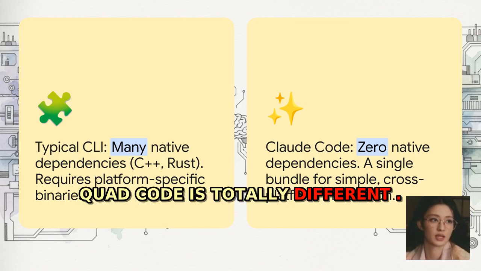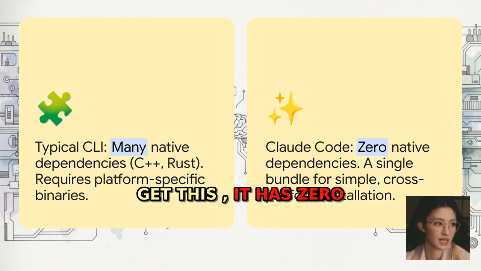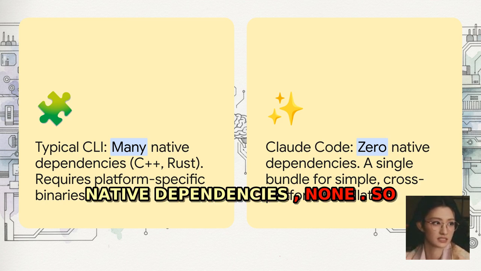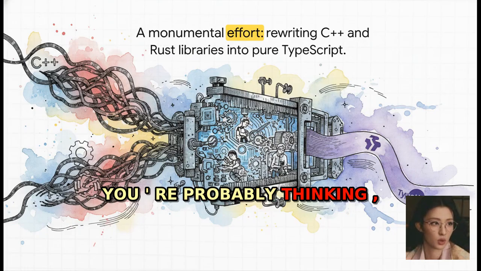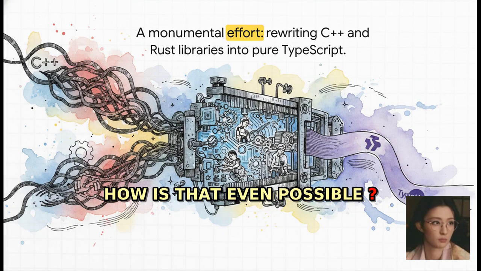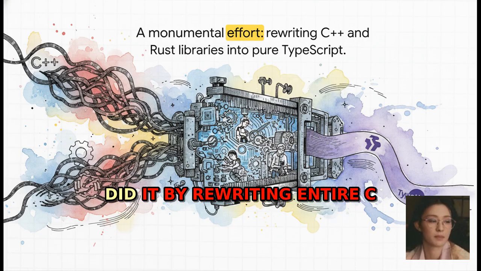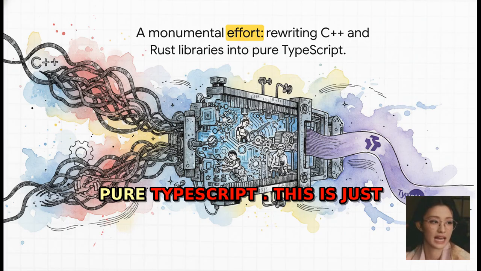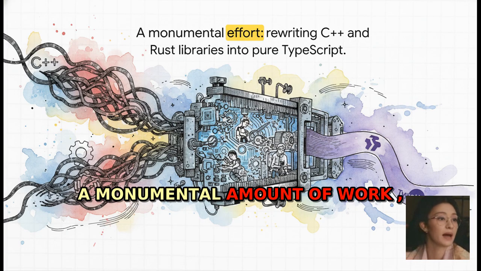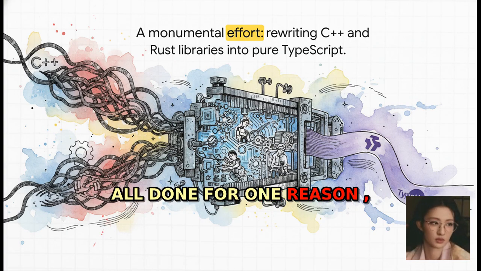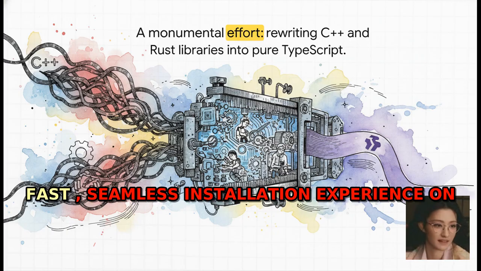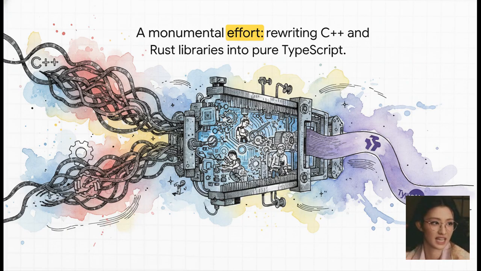But Claude Code is totally different. Get this, it has 0 native dependencies. None. So you're probably thinking, how is that even possible? It sounds kind of insane, but they did it. They did it by rewriting entire C++ and Rust libraries in pure TypeScript. This is just a monumental amount of work, all done for one reason: to give you a simple, fast, seamless installation experience on any machine.